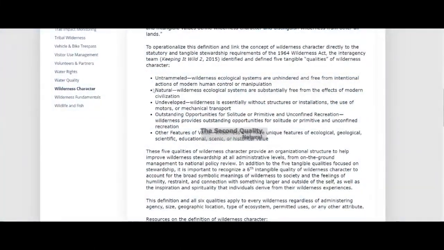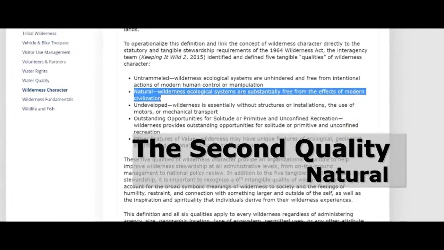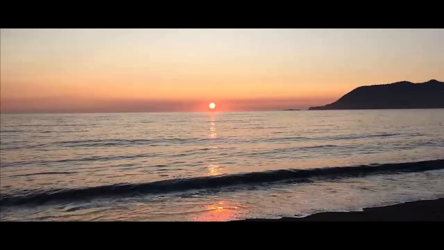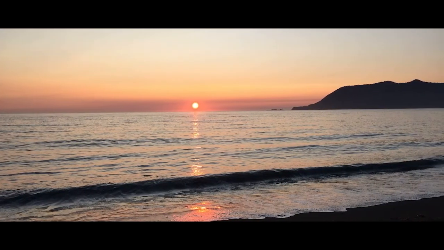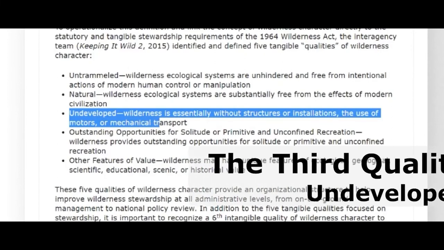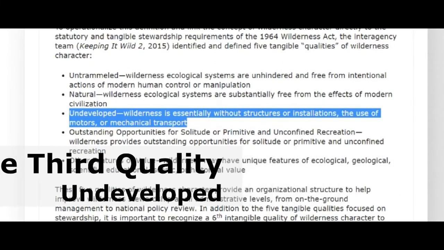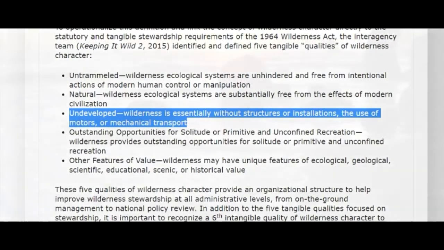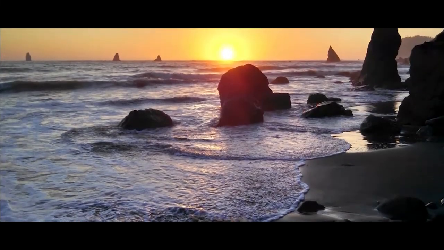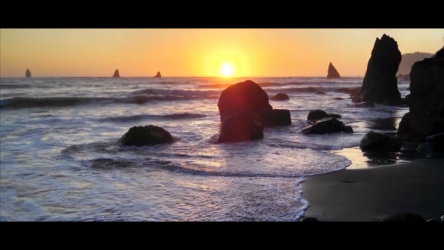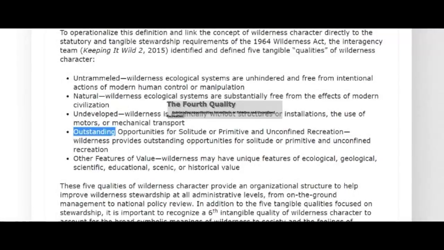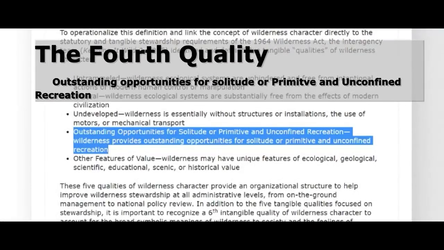The second quality is natural, as in, wilderness ecological systems are substantially free from the effects of modern civilization. This lasting natural setting is preserved through wilderness for future generations to enjoy, just as we do today and others have in the past. The third quality of wilderness character, undeveloped. This means wilderness is essentially without structures or installations, the use of motors or mechanical transports. Similar to the first two qualities, undeveloped is the tangible quality that we can see and appreciate today. So in the future, we can still see and appreciate the undeveloped, natural, and untrammeled wilderness setting. The fourth quality is outstanding opportunities for solitude or primitive and unconfined recreation.